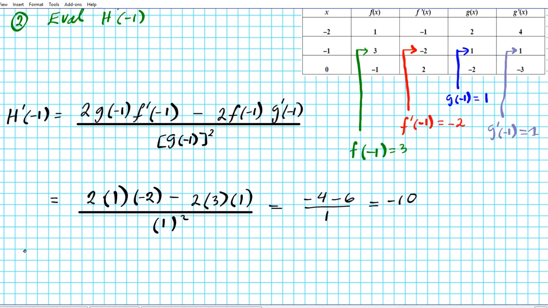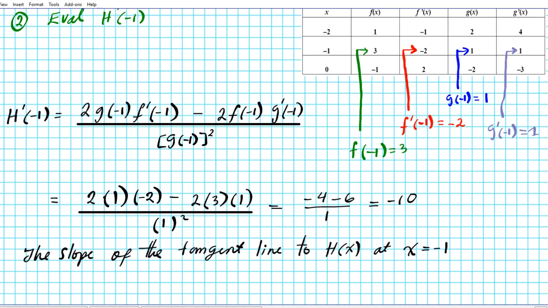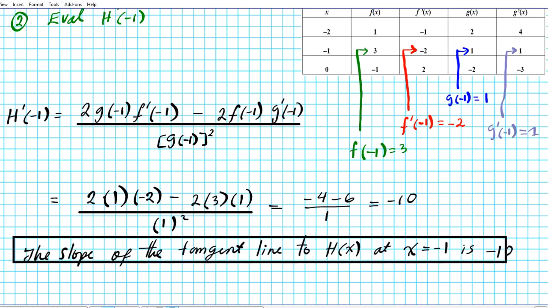Alright, so let's write down what the answer means. The slope of the tangent line to h of x at x equals negative 1 is negative 10. That's your answer right there. Don't forget the slope of the tangent line, STL, is the same thing as the derivative at that point.